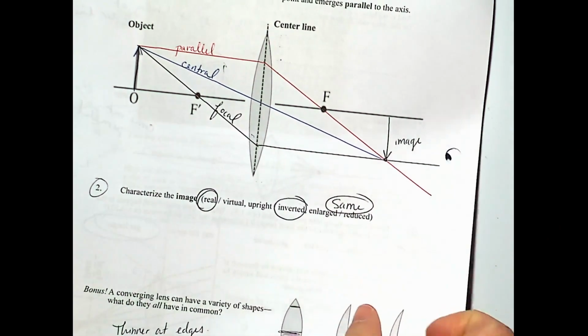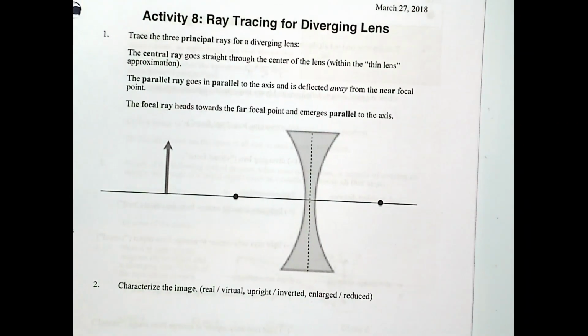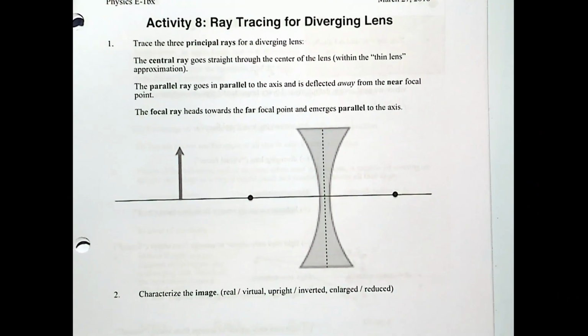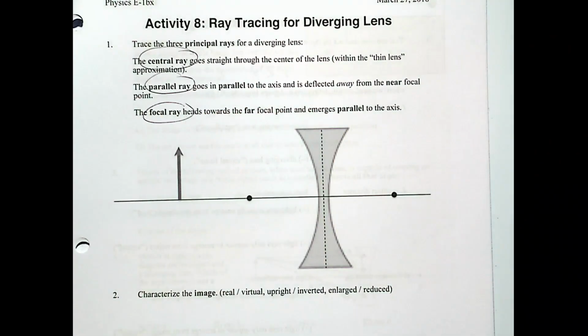Okay. Any other questions? All right, why don't you guys try the diverging lens. The diverging lens, I think, is the trickiest of all. But see if you can follow the instructions for the three principal rays. And if an image isn't formed, try tracing back the rays. Hint.